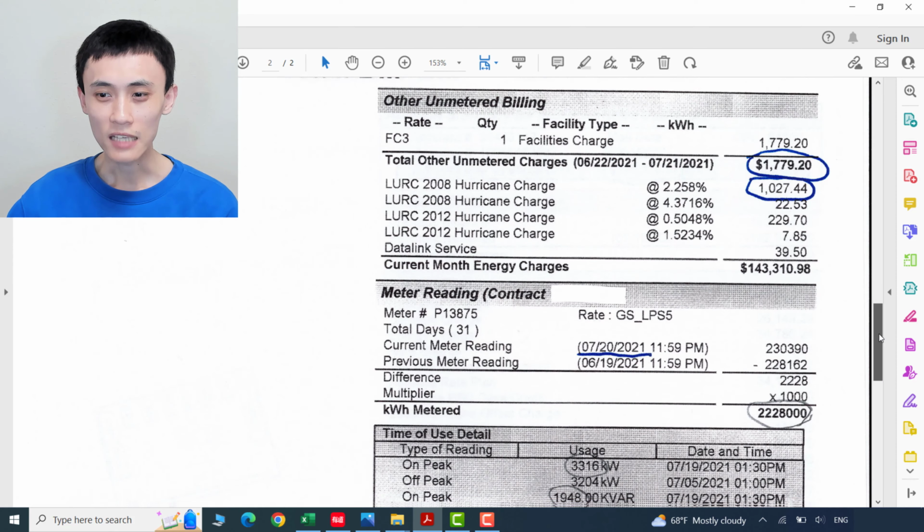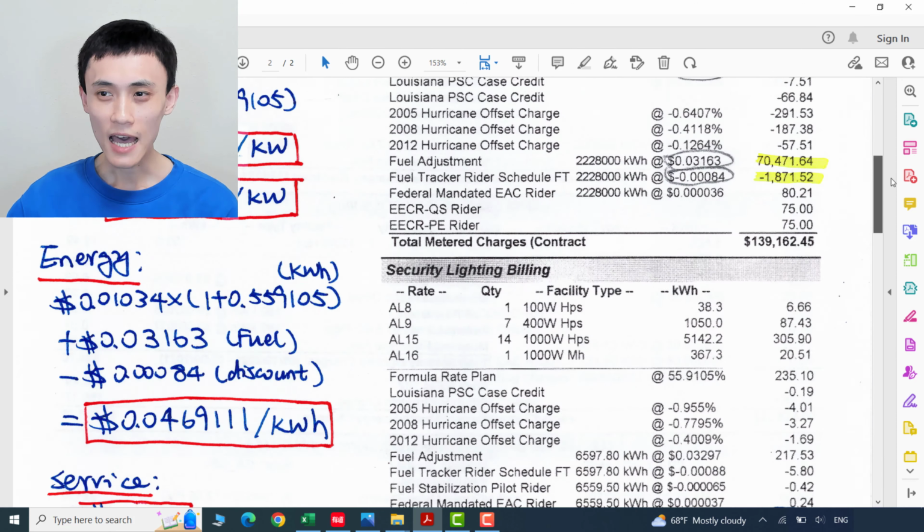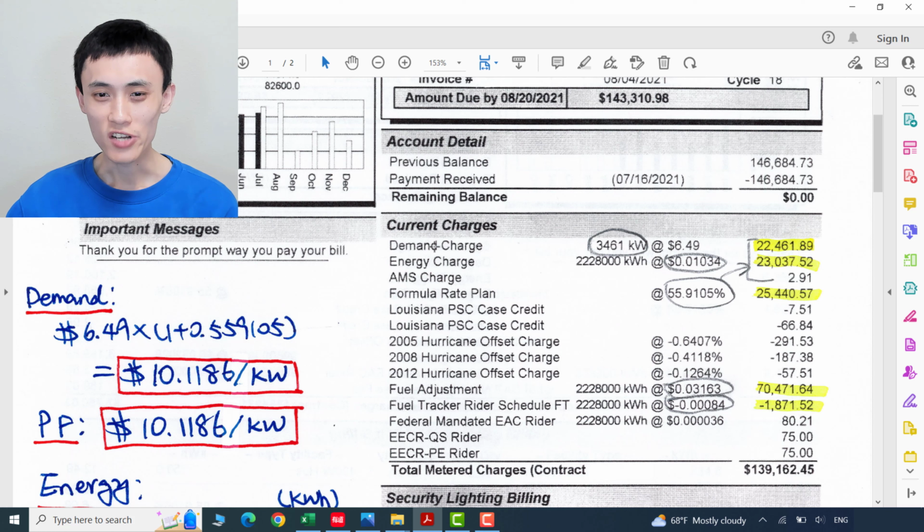Then also for the second page, we have a demand charge and energy charge. You probably can't just take this $23,000 as the only energy charge because we also have bigger parts here. So we will need to look into all those numbers and see which are also energy charge.